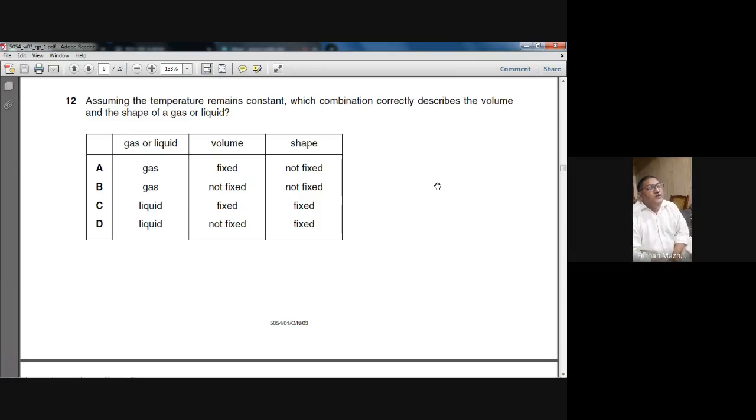So if you look at choice A, it says gas, volume fixed. That's wrong. B, gas, volume not fixed, shape not fixed. That is right. C, liquid, volume fixed, shape fixed. The shape is not fixed, so C is wrong. D, liquid, volume not fixed. That's wrong. The shape is fixed. That is also wrong. So what's the best choice? B. The gas, its volume is not fixed. Shape of the gas is also not fixed. So B is the right choice. Understand?